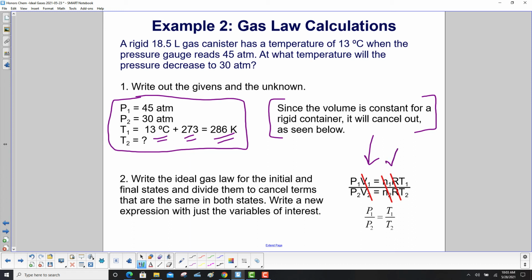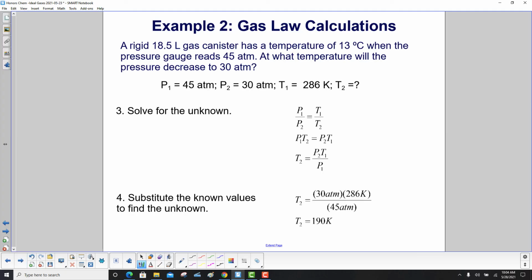So the constant R is the same. Number of moles is the same, volume is the same, so we're left with P1 over P2 equals T1 over T2. We want to find the final temperature, so we need to solve for T2. So we cross multiply, we get P1 T2 equals P2 times T1. Divide both sides by P1, and here's our final expression for T2.